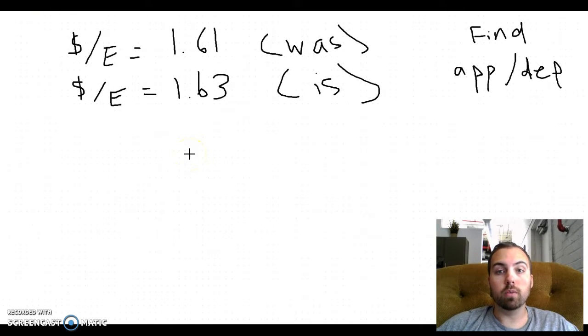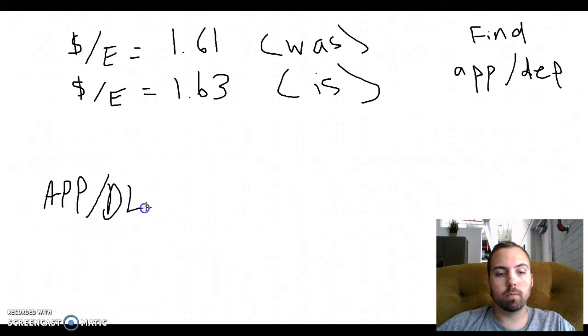Once we have that converted, we can figure out what appreciation and depreciation was for that currency. So in this case, we have a different example. It's still going to read as 1 euro equals $1.61, and that was what it was in the past. And 1 euro is equal now to $1.63, and that's what it is right now. What we're trying to find here is whether the euro has appreciated or depreciated. And the formula for doing so is, in this case we'll just say APP, or depreciated.